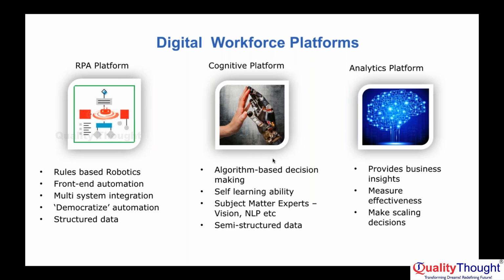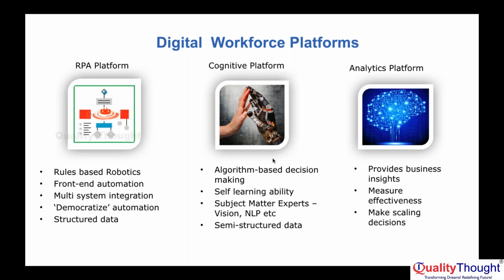So where is this RPA going? Currently we are automating all your rule-based processes, and we do front-end automation, because we automate things at the user interface or presentation layer level, and we can automate using multiple systems. It is not fixed, like a robot which can automate only on Excel and cannot work on Explorer.